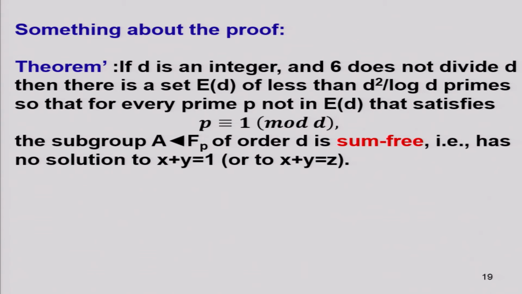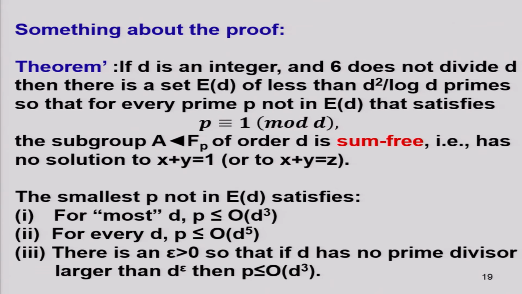We want p minus 1 to be divisible by d. So if a prime is not in ED, then this multiplicative subgroup of size d is indeed sum-free, does not have a solution. And then the question is how small is the smallest p that is not in ED, because this gives us a large multiplicative sum-free subgroup, because its size is d. And then this is written here.